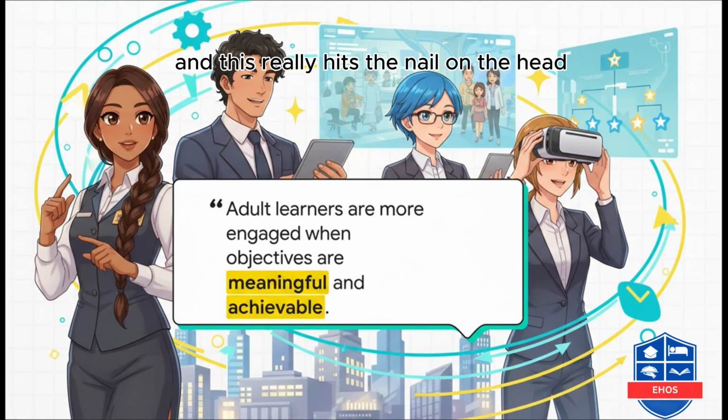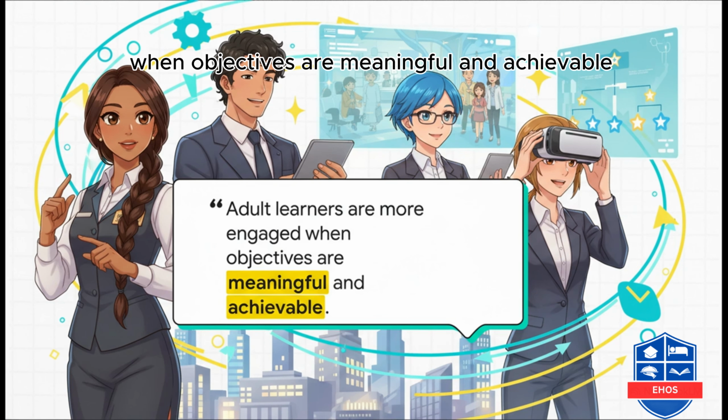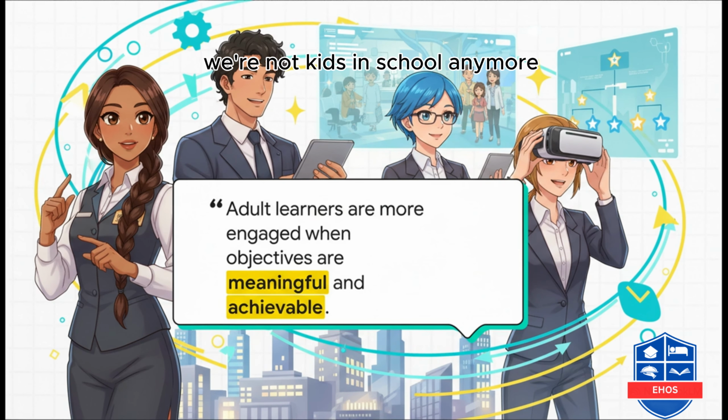And this really hits the nail on the head. Adult learners are more engaged when objectives are meaningful and achievable. It's just a fundamental truth about how we learn. We're not kids in school anymore. We need to understand the why. Why am I learning this? How will this help me?